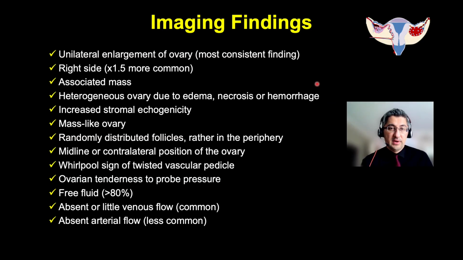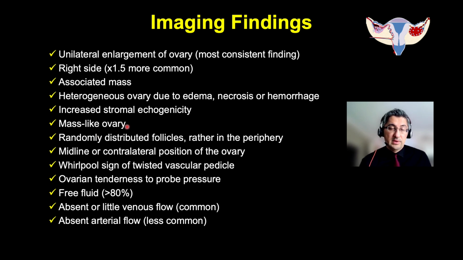What are these imaging findings? These findings are similar in ultrasound, CT, or MRI. The most consistent finding is unilateral enlargement of the ovary, which is more commonly on the right side, 1.5 times more common. This is believed to be secondary to the cecum, which is located on the right side and pushes the ovary medially. Associated mass, heterogeneous ovary due to edema, necrosis, or hemorrhage, increased stromal echogenicity, mass-like ovary.